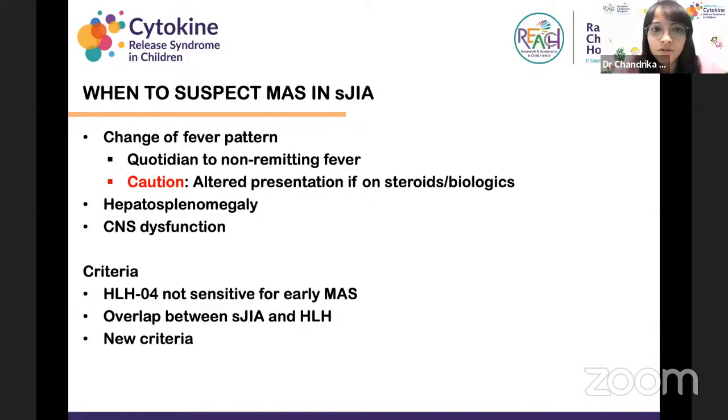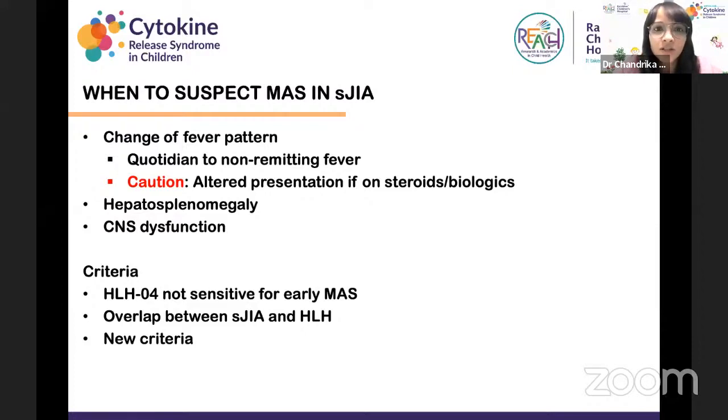And now, in a world of rampant use of steroids and biologics, there can be an altered presentation. Some of the features may be masked, and some of the laboratory features may also be more subtle than what we would have seen if they were immunomodulation naive. And as the disease progresses, evidence of other end organ involvement, such as hepatosplenomegaly or CNS dysfunction, may also be seen.